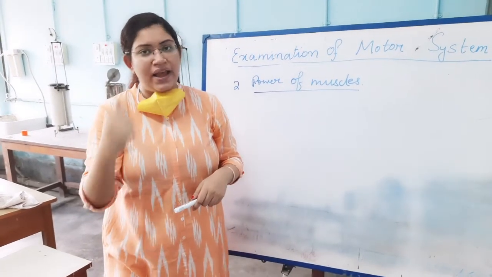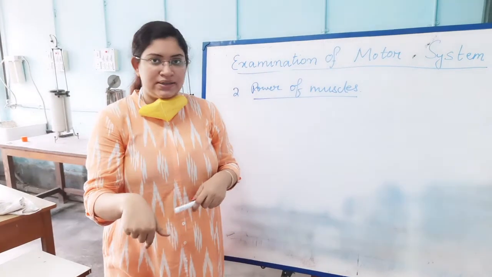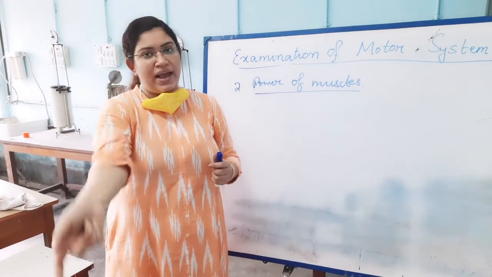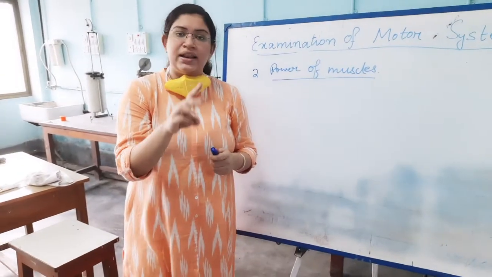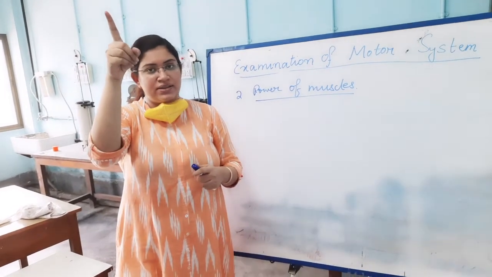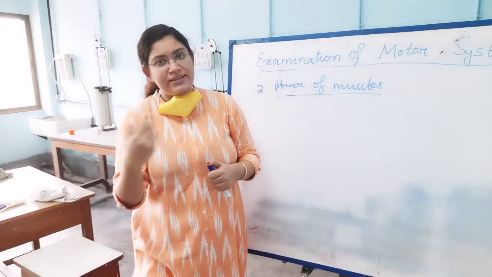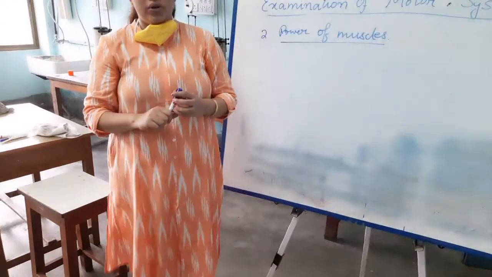You ask your subject to flex first on his own, then against your resistance. Similarly, for the triceps, ask your subject to extend his elbow first on his own. If he can do it on his own, then that is grade 3, against gravity but not against examiner's resistance. And if he can do it against your resistance, then it is grade 5. Clear? Similarly for the knee joint too.